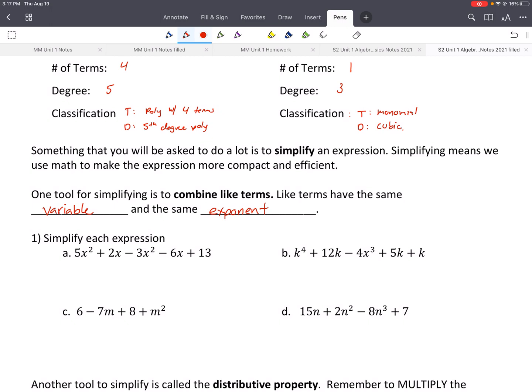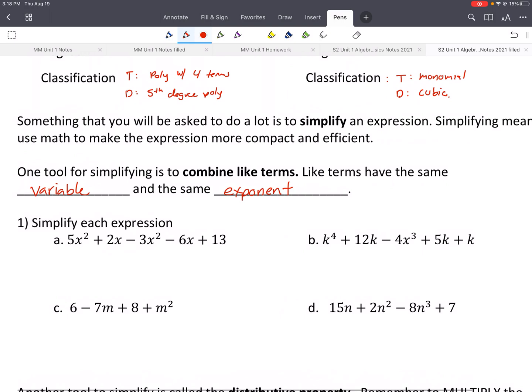All right. Okay. Next. So that's a big thing that's kind of new. I think perhaps you have talked about combining like terms. I'm going to ask you to simplify expressions a lot, and to do that we will combine like terms. Like terms means that they have the same variable and the same exponent.